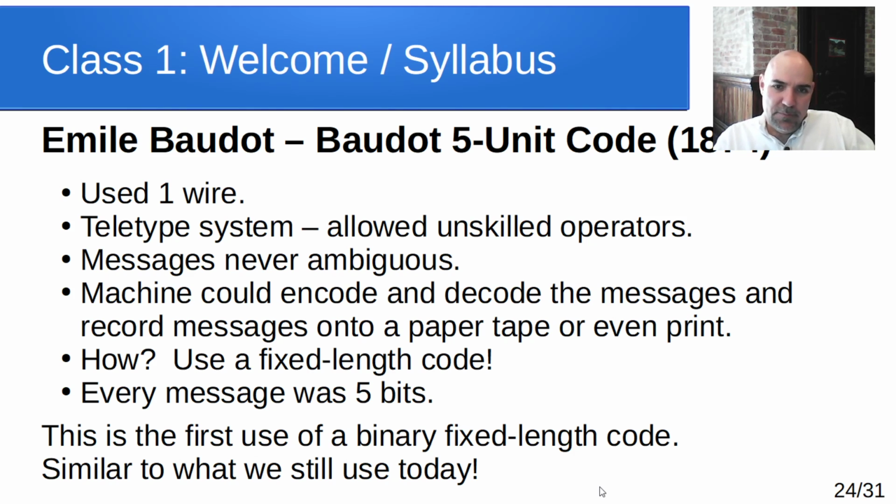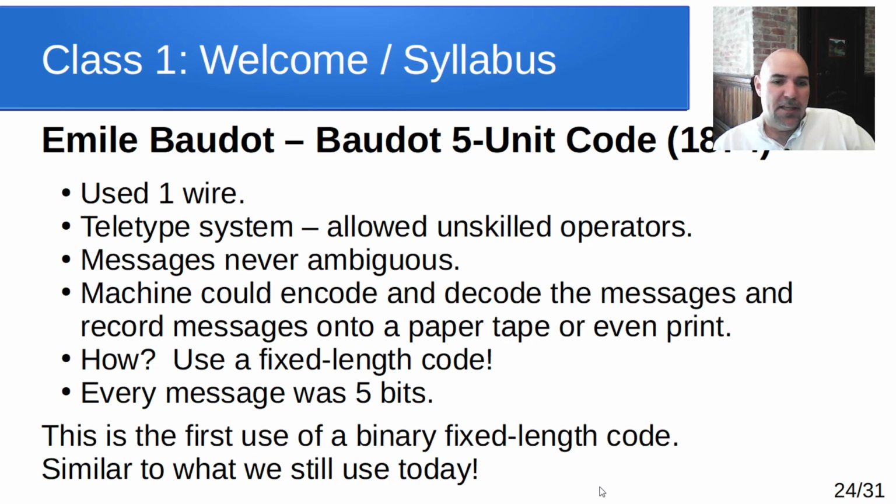Now, moving ahead a little bit to 1874, Emile Baudot created what's called the Baudot 5-unit code system. And it used just a single wire, but it was a teletype system that allowed unskilled operators to send these messages. So in other words, the messages would never be ambiguous. They don't require a human mind with a lot of knowledge to decode it. And essentially, the machine could encode and decode the messages and even record the messages on a paper tape or even print them.